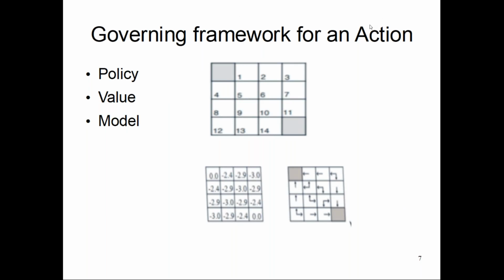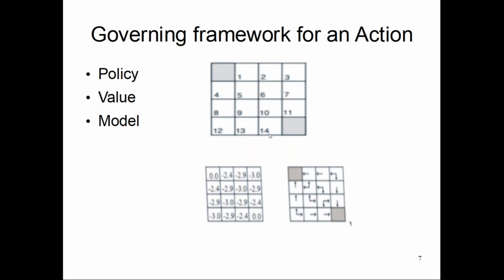Now when we are taking an action, this is an action taken by the agent. These actions are governed by three aspects: policy, value, or model. Now let us look at this grid.